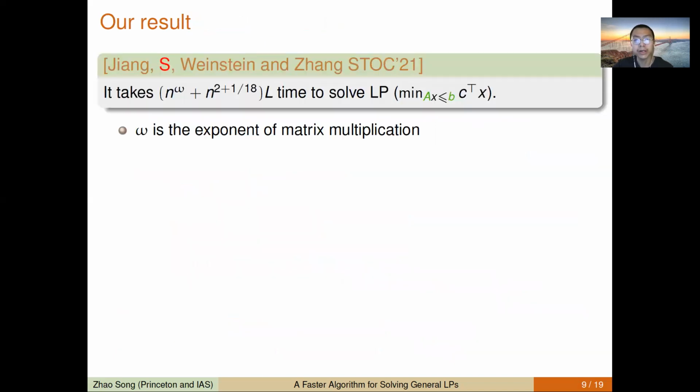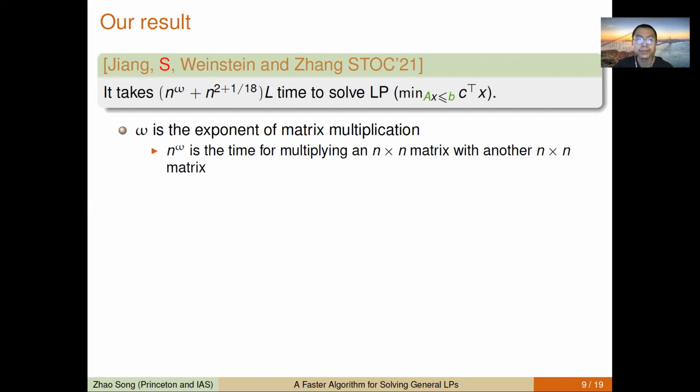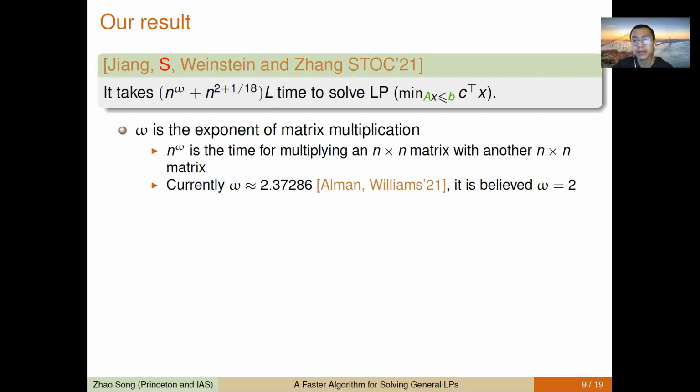Let's go to our main result. In today's talk, we present a result which is joint work with Shunhua, Amir, and Hengjie. This algorithm takes only n to the omega plus n to the 2 plus 1/18 time to solve LP. Here, omega is the exponent of matrix multiplication. N to the omega is the time for multiplying an n-by-n matrix with another n-by-n matrix. Currently, omega is roughly equal to 2.37. And in the community, some people believe that omega could be 2 eventually.